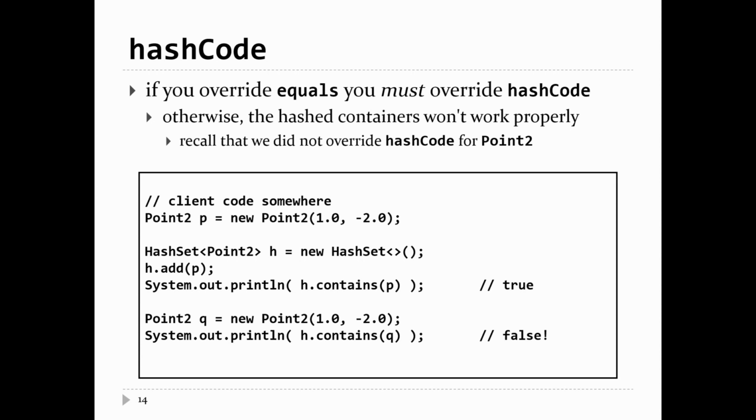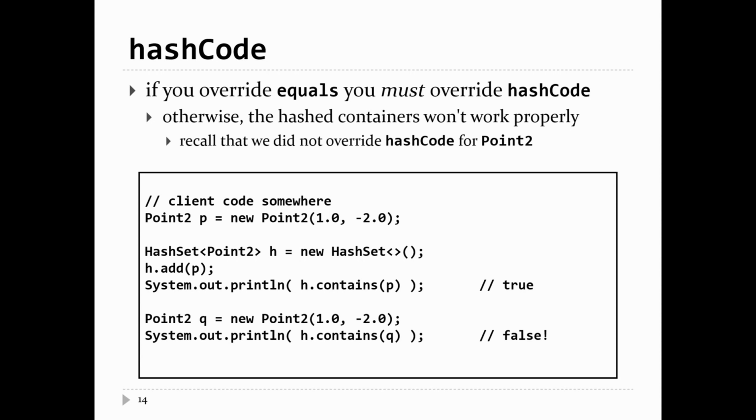Instead, hashCode is a method that the hash containers need to work correctly. The hash containers in Java are HashSet and HashMap, and many of the other classes that have the word hash in their name. If you don't replace the implementation of hashCode when you replace equals, then things like HashSet and HashMap don't work properly.